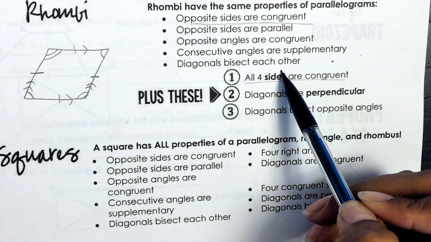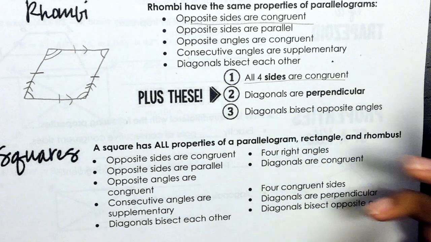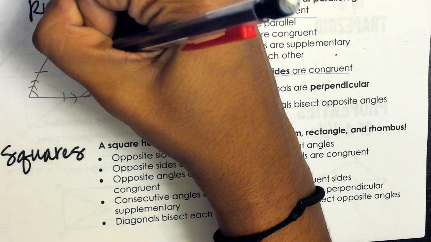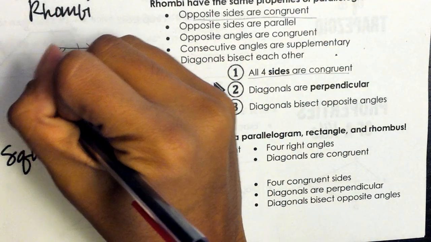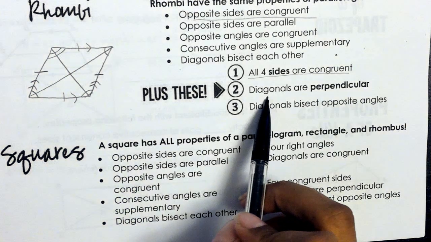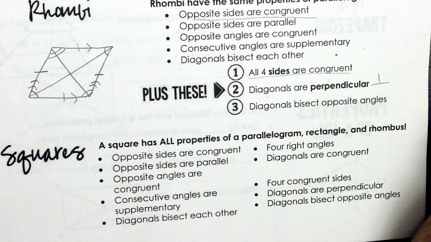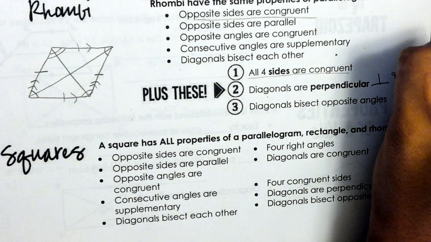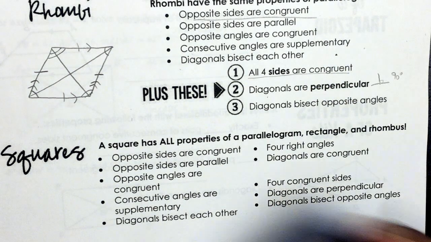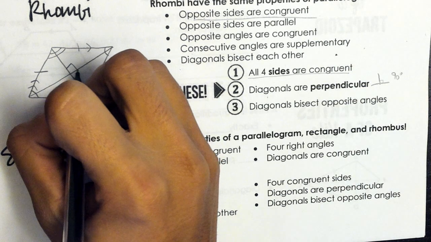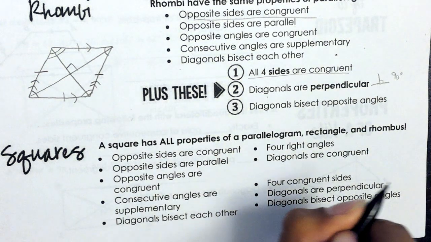Diagonals bisect each other. Now we have some specific things going on with diagonals here. So let's go ahead and draw our diagonals. The first thing it says is diagonals are perpendicular. What does perpendicular mean? That they're going to make the 90-degree angle there, okay? So, diagonals are perpendicular, making a 90-degree angle there.